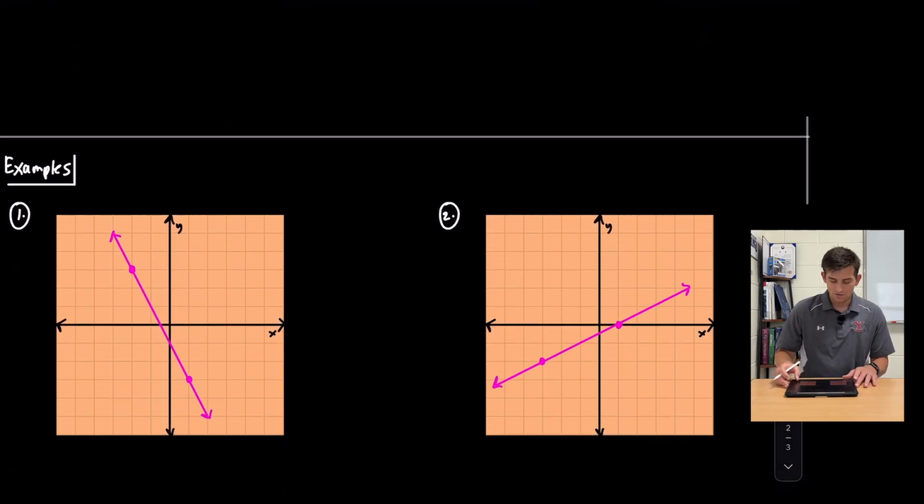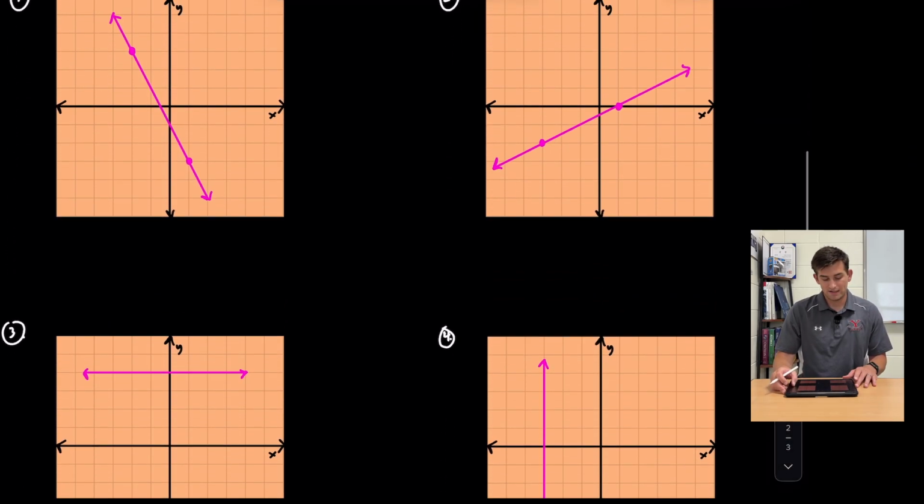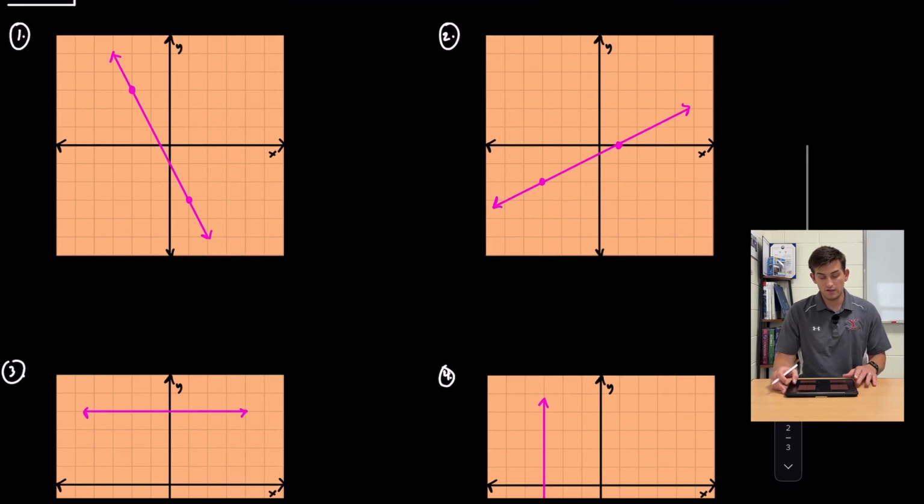All right, so let's look at an example where we actually find the slope of these 4 different types, right? So for number 1, we see we have a line that's going downhill from left to right, so I know that my slope is going to be negative. So now I'm just going to start at, we call this point 1 and this point 2. I'm going to do my rise, so 1, 2, 3, 4, 5, and 6 units.